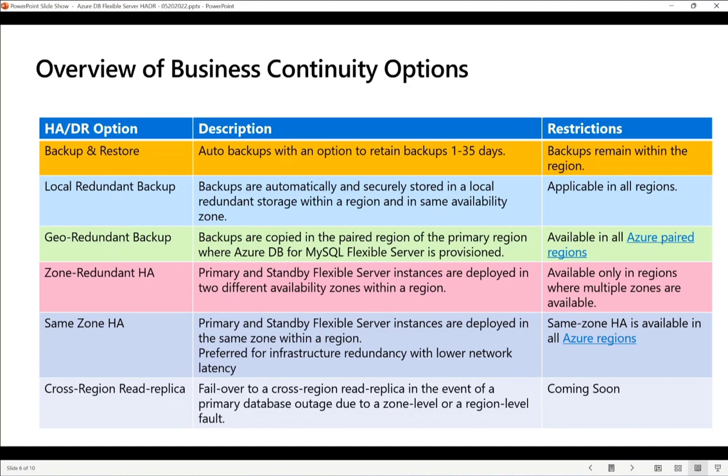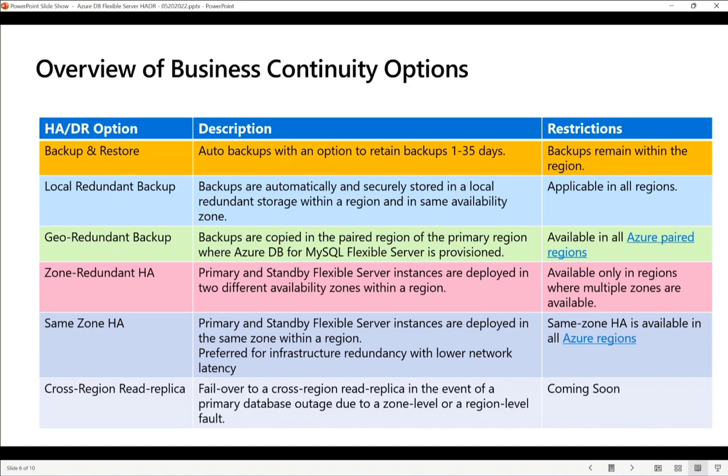Now, from the HA perspective, we have 2 different options. One is the same zone HA. In some regions, we don't have multiple zones. In that case, you can still enable HA, and you will have your primary and standby database instance deployed in the same zone. So you won't have protection from zone failure, but it will still provide the benefit of minimizing the impact from the Azure maintenance we do every month. I will cover those in the next couple of slides.